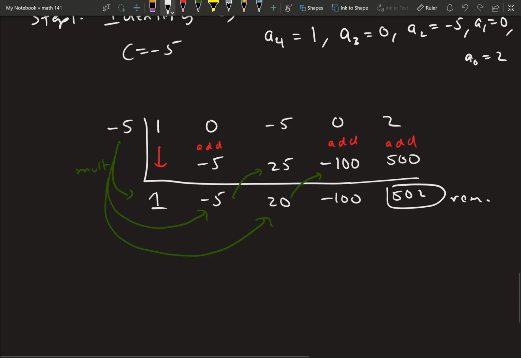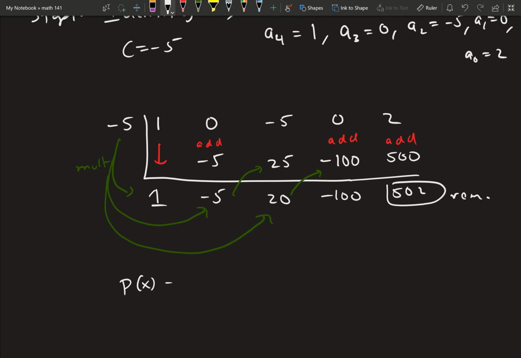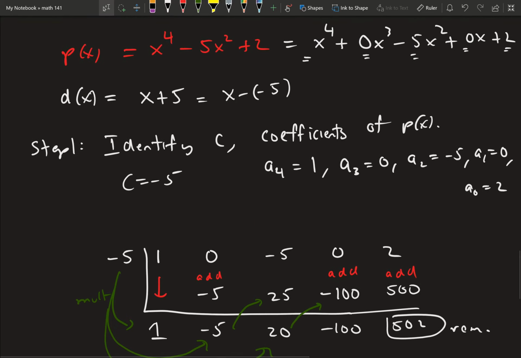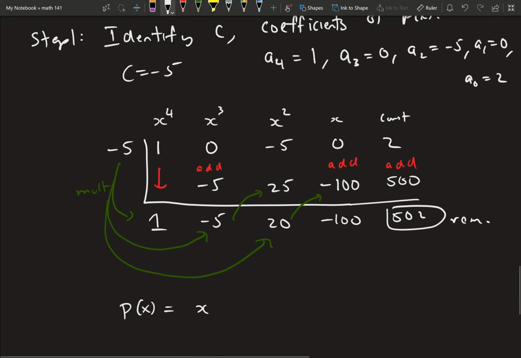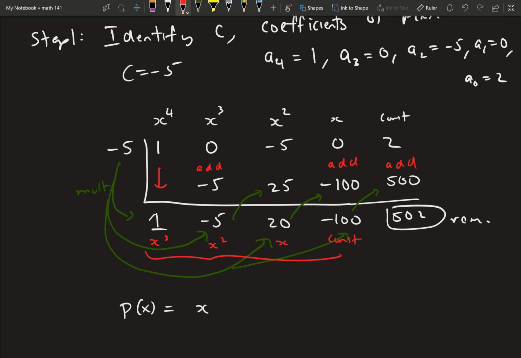Okay? So what is this saying? Remember, this was a fourth power of x, this was a third power, this was our x squared term, this was x, and this was the constant term. Then these guys below are degree 1 less. So this is the x cubed term, this is the x squared term, this is the x term, and this is the constant term. All of this is going to comprise my quotient q of x.